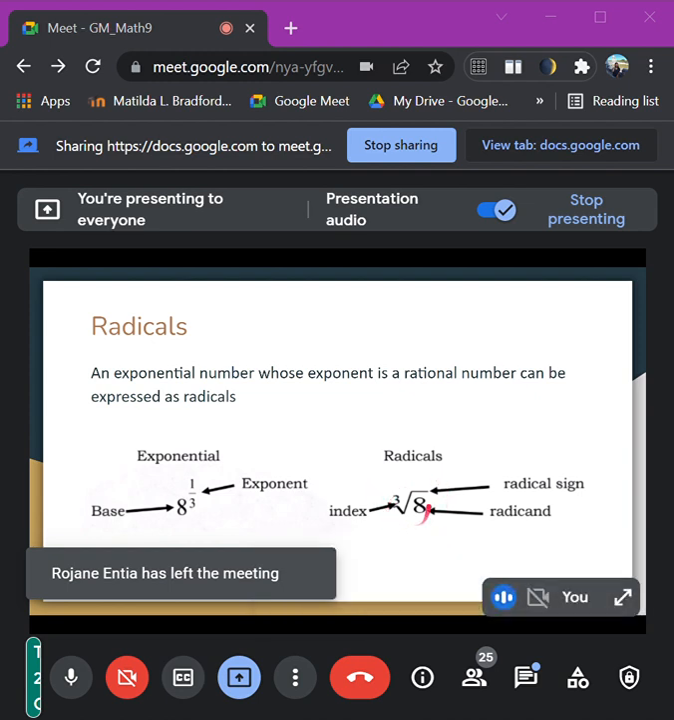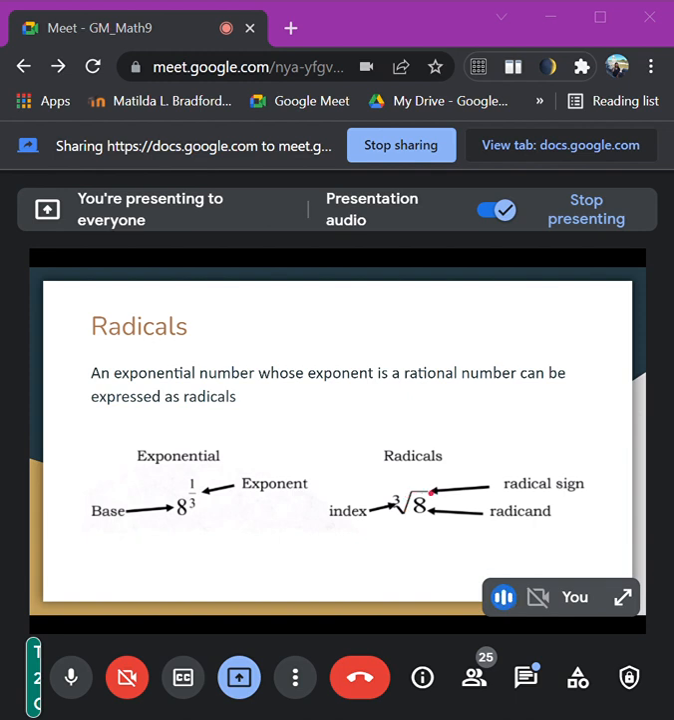So diba, I think you're familiar with this one, especially this sign. And we sometimes call this one a square root only. Diba? So here class, this is our exponential. So when we say exponential, naay siyang exponent. So we have there 8 and then your exponent is 1/3. So the base is 8 and then our exponent is 1/3.